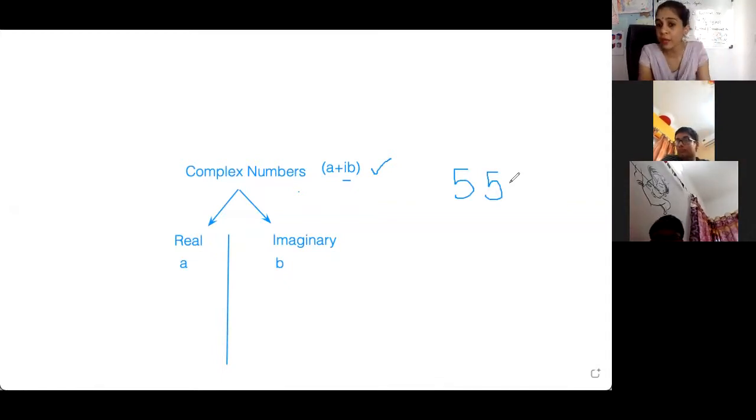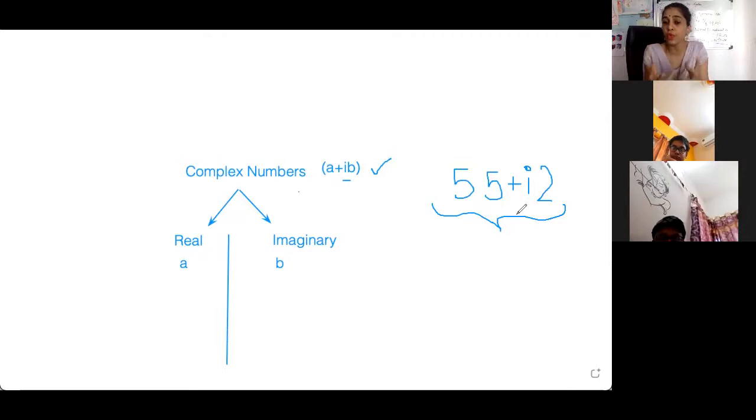But when I write 55 plus i1, or 55 plus i2, this in itself shows that now we are talking about complex numbers. So the presence of i is the only indication that will guide us that we are dealing with complex numbers. And once we deal with complex numbers, they have a different set of algebra, a different set of rules.